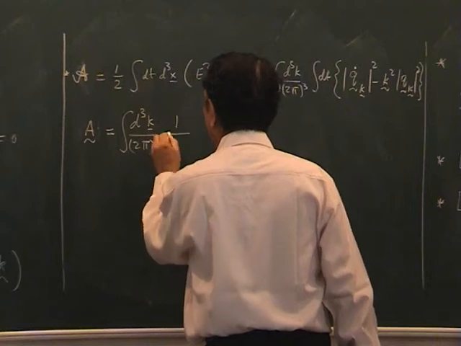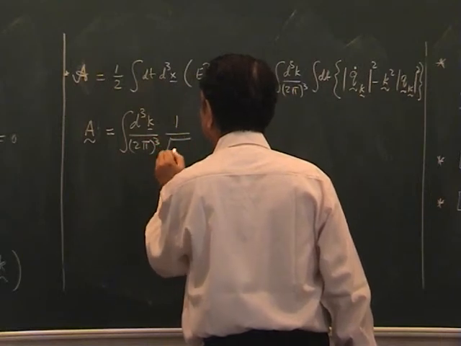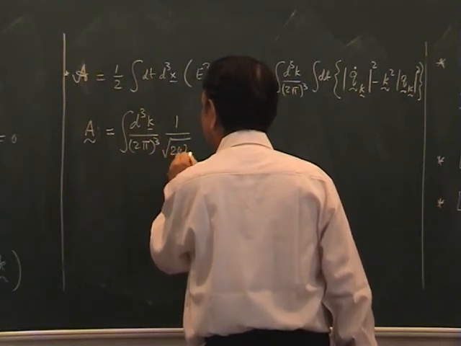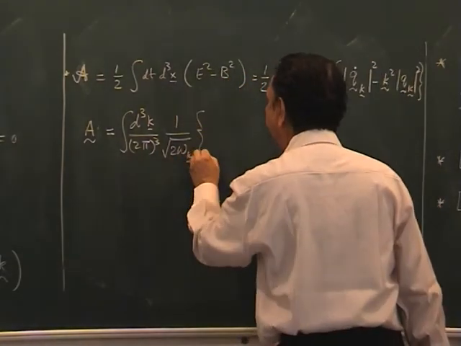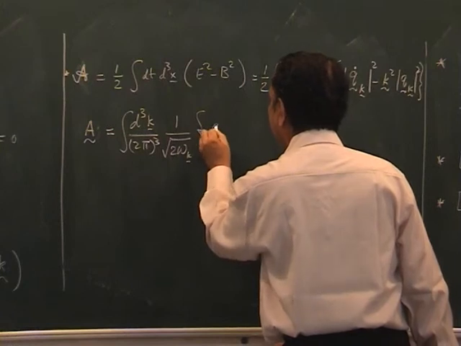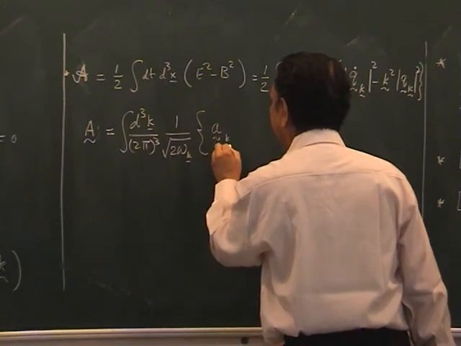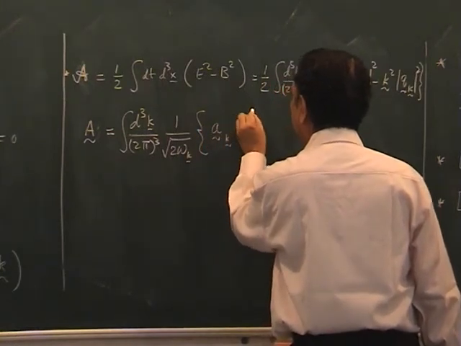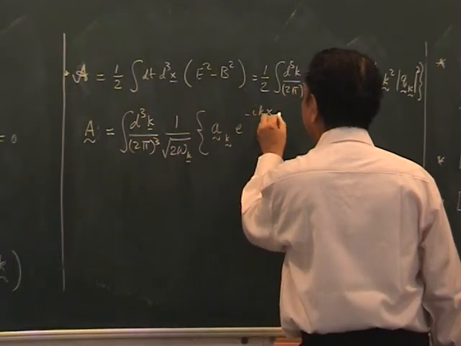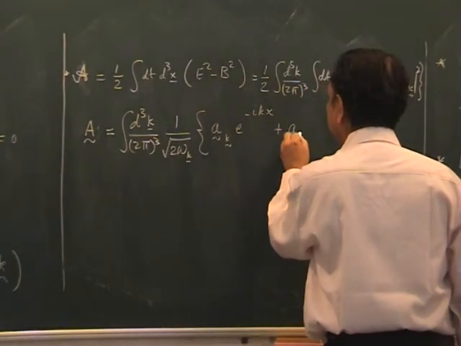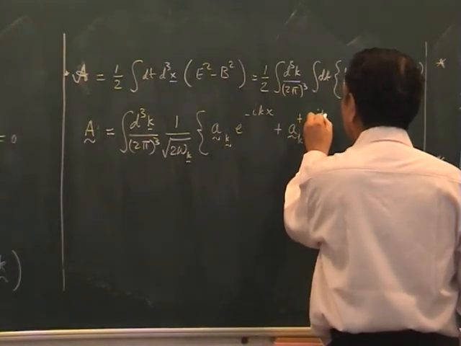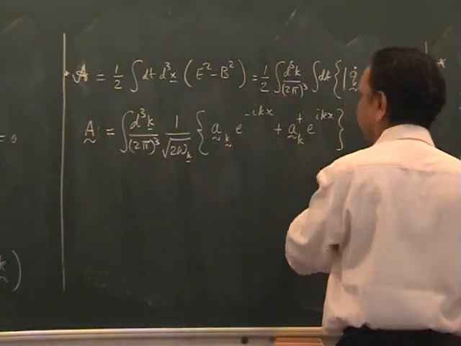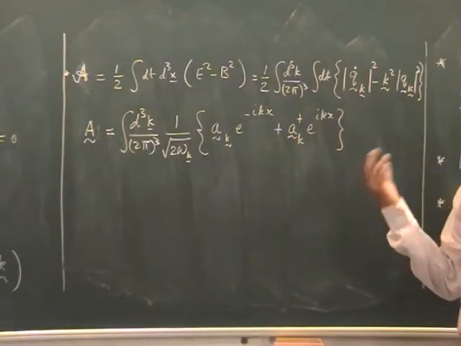Then, let me work with the small a_k and b_k. Then I will have a 2 omega_k from the normalization. Then I will have something like a_k e to the minus ikx plus a_k dagger e to the plus ikx. They are just like a scalar field, component by component.